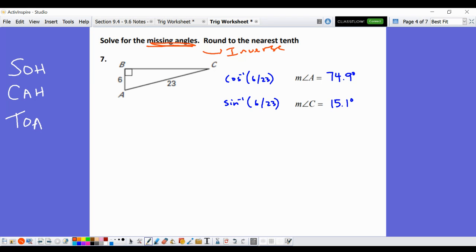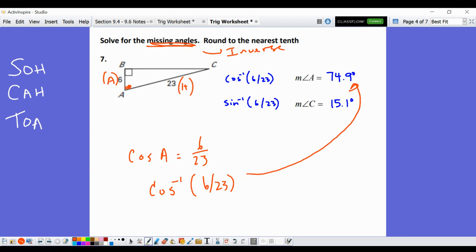So you set it up. In this case, if I'm looking for angle A, from the vantage point of angle A there, I have the adjacent and the hypotenuse. So basically, the cosine of A is equal to 6 over 23. So how do I solve for that? To solve for A, you undo the cosine by doing the cosine inverse. You do 6 divided by 23, and that's how we come up with that value right there.